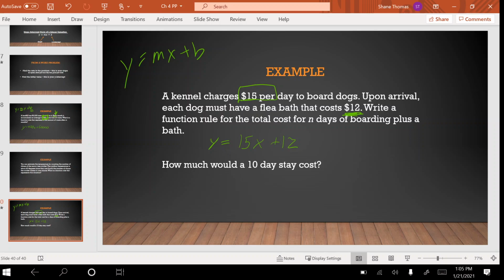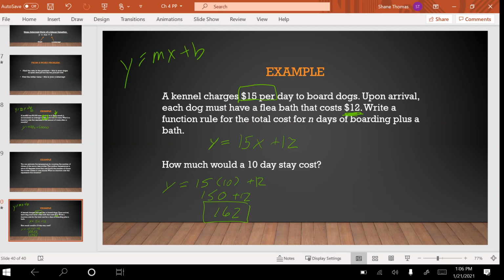Okay? So then, to use it, now all I'm asking is how much would a 10-day stay cost? Well, this is how many days I stay, right? So just plug this number in for x. Y equals 15 times 10 plus 12. So this is 150 plus 12, 162. So if my dog stays there for 10 days, it's going to cost me 162 bucks.